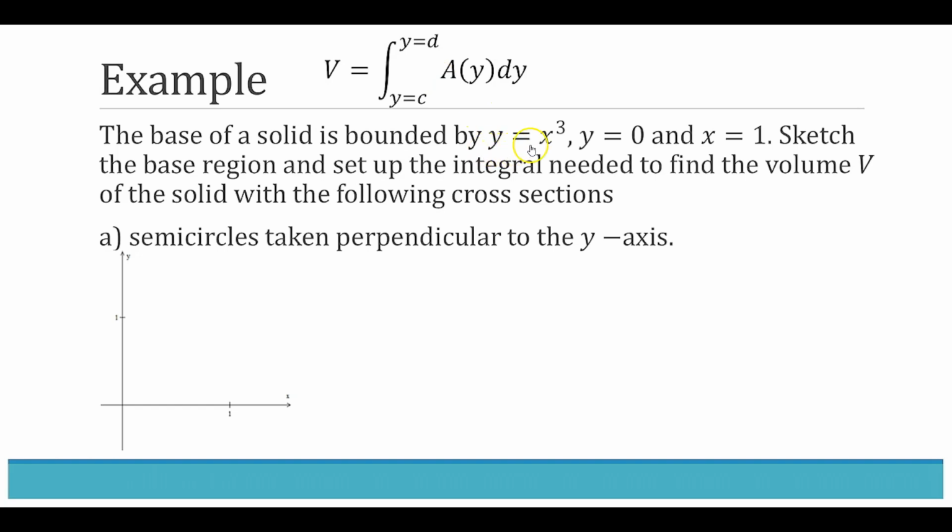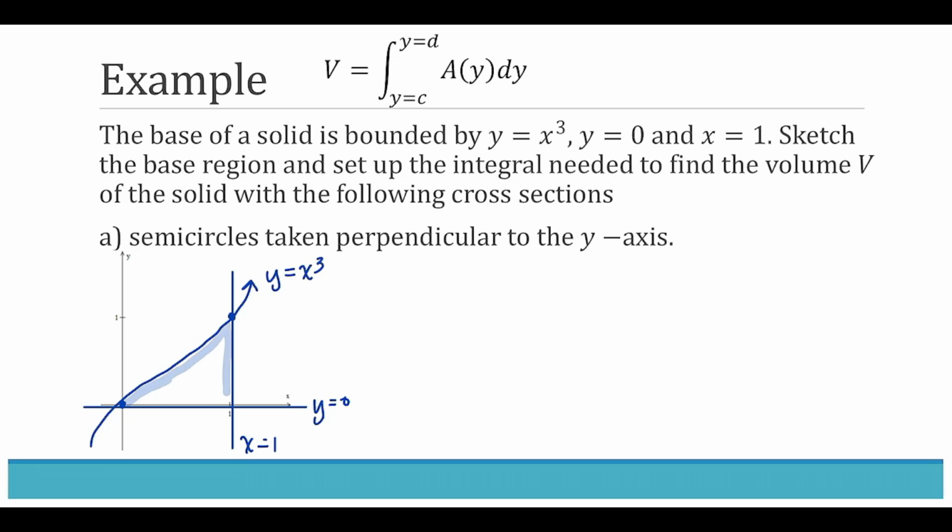The base is bounded by y equals x cubed, y equals 0, and x equals 1. So y equals x cubed passes through (0, 0) and (1, 1), and has this general shape. So I have y equals x cubed. Y equals 0 is simply the x-axis. And then x equals 1 is a vertical line at 1. So I have x equals 1. So this right here is my base region.